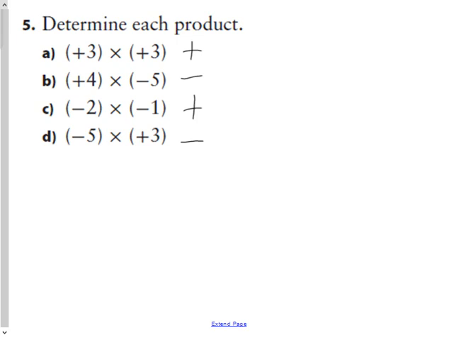So if I get the signs out of the way first, I can just do it that way, and then just worry about my products. 3 times 3 is 9, so positive 9. 4 times 5 is 20, so negative 20. 2 times 1 is 2, so positive 2. And 5 times 3 is 15, so negative 15 is your product.